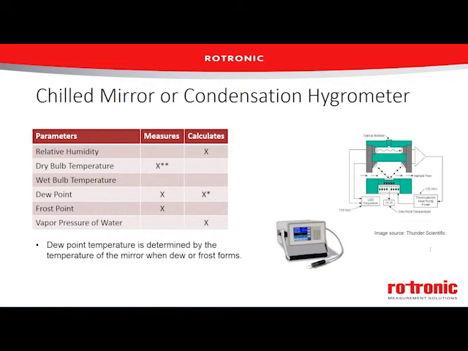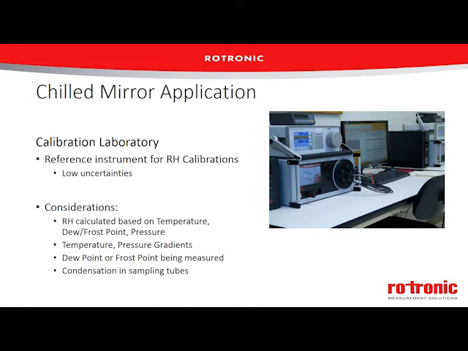So when we're looking at the use of these chilled mirrors, typically they're going to be used in a laboratory environment. They're going to be a reference in our calibration systems. There are a few other cases where they might be used, but this is probably one of the key areas, and it's primarily because they've got very low uncertainties, and they can be some of the more accurate instruments for measuring water content in air.